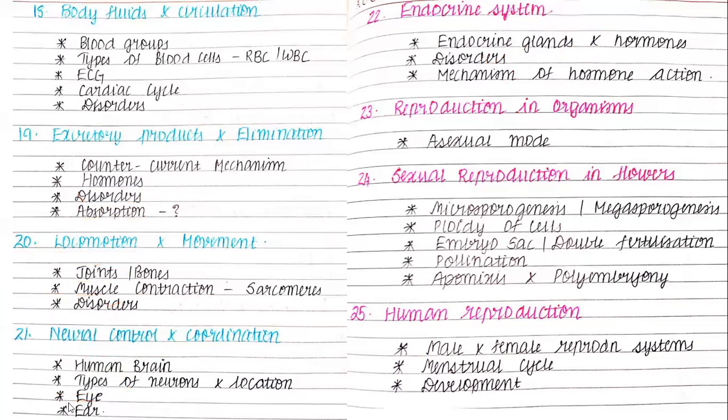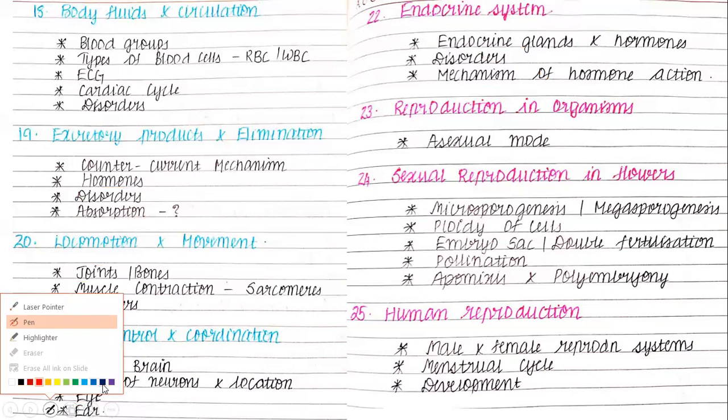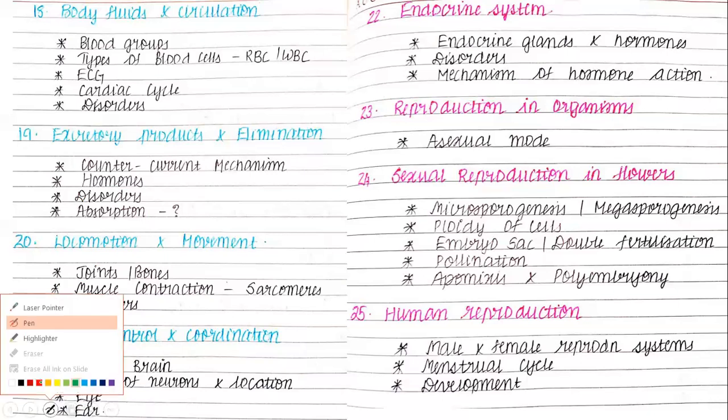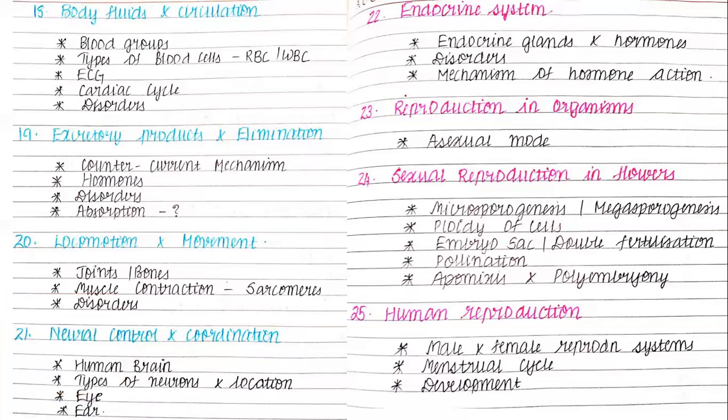Okay, can we start with the class 12th portions? Yes, everyone. Moving on to the class 12 portion. First one is reproduction. Reproduction in organisms, I think red color would be best for you because that will be easily identified. Reproduction in organisms, the only thing you have to focus on is the asexual mode of reproduction, especially vegetative propagules.